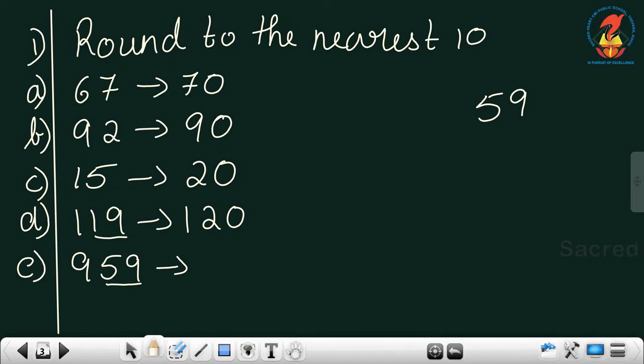Tell me, 59 comes between which two tens? Your first number is 5, so 50. Then the next one is 60. The next 10 is 60. Now 59, as we know, is very close to 60. So 59 is rounded to 60.